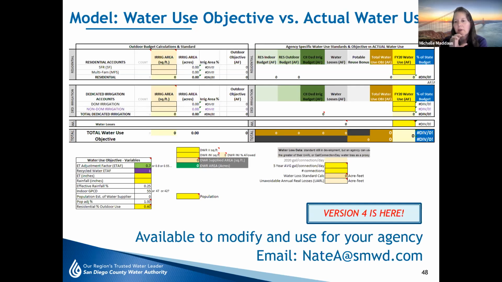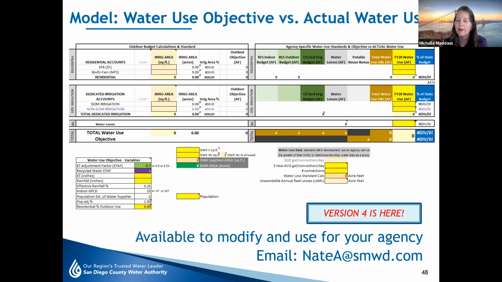So as the end of all these workshops, we've been talking about all the topics one by one. We've been talking about residential. That is the top row. That is the one that's the most quantified at this time. The next segment, dedicated irrigation accounts, is a little bit in flux still.